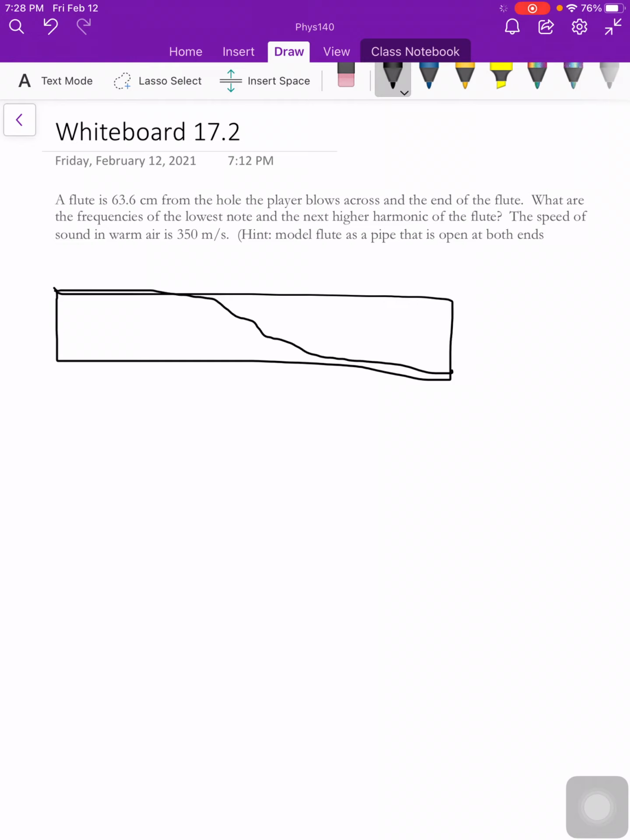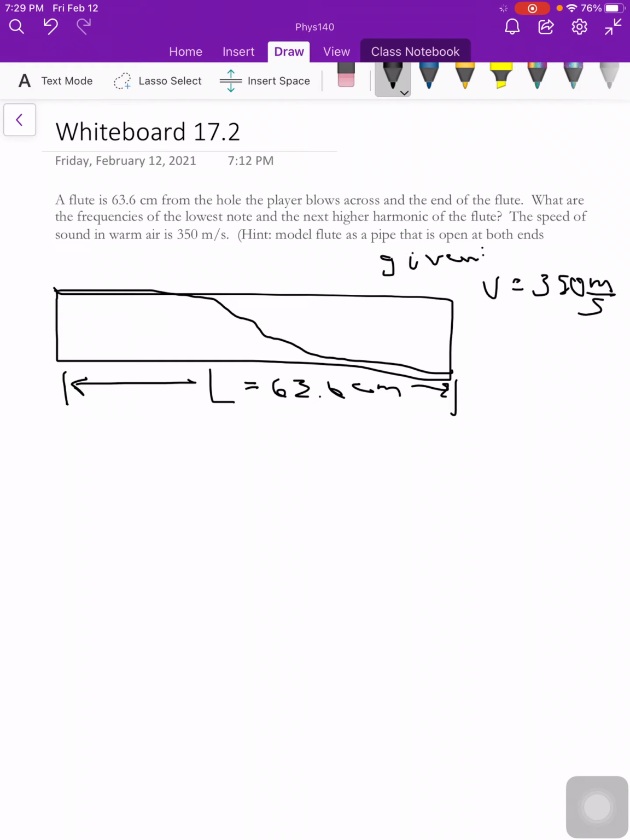And so if we say that this is going to be L, that's equal to 63.6 centimeters. And we know that V is equal to 350 meters per second. So this is what's given. And we're going to find, we need the frequency F1 and F2.